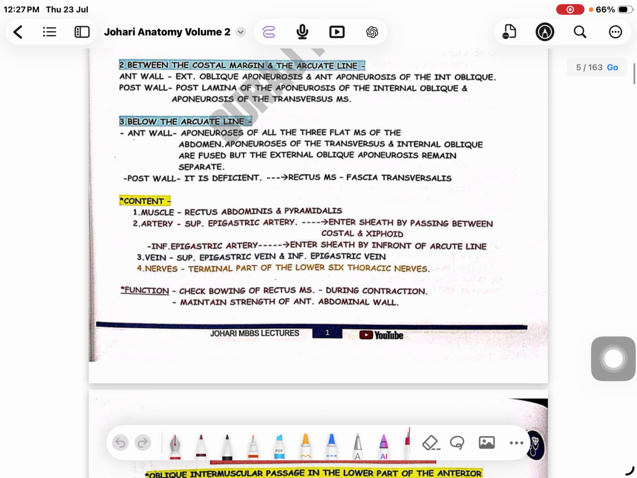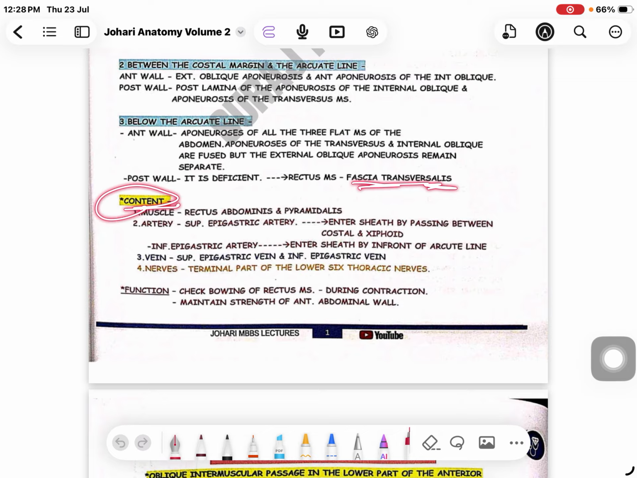So these both form it. Below the arcuate line, the aponeuroses of all three flat muscles of the abdomen pass in front. The aponeuroses of the transversus and internal oblique are fused, but the external oblique aponeurosis remains separate. The posterior wall is deficient here; only the rectus muscle and fascia transversalis are present.